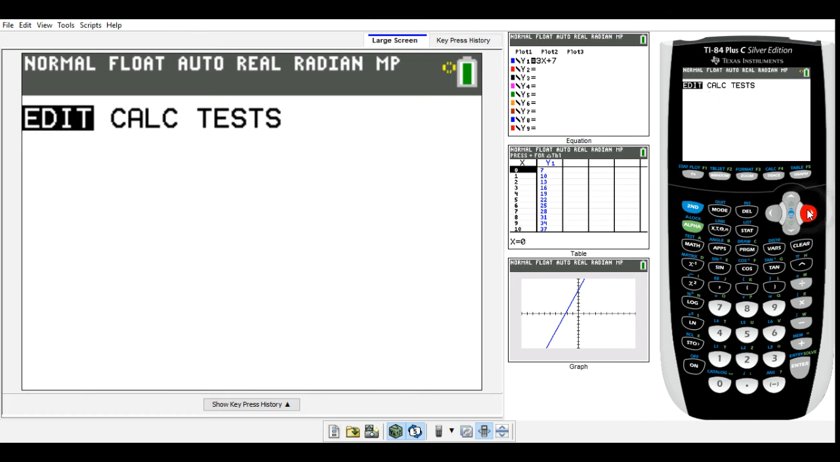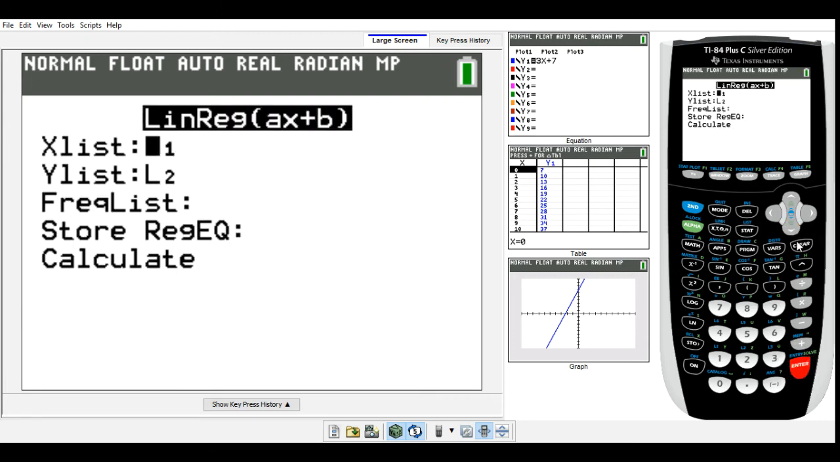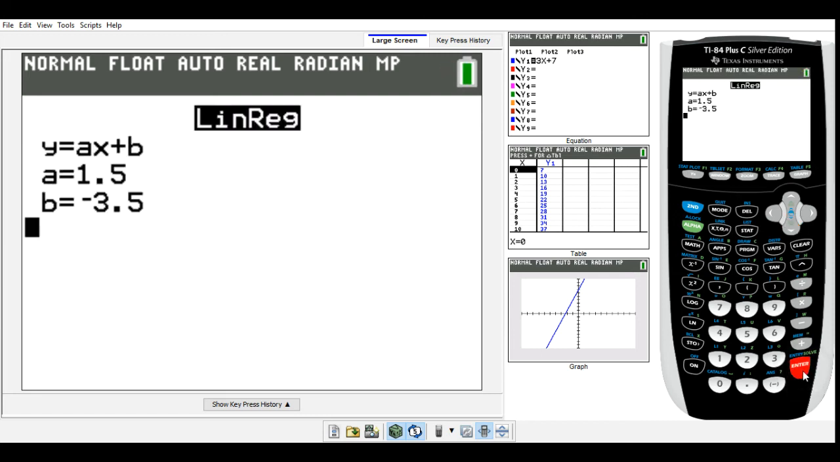Once you get done with that, you go to stat, over arrow, and down to LinReg. Hit enter, hit the down arrow to calculate, hit enter, and there you go. Your slope is 1.5 and B is -3.5. If you're wondering why it doesn't say M, remember on the calculator, A is your slope, and B is the y-intercept. So A is 1.5, B is -3.5.